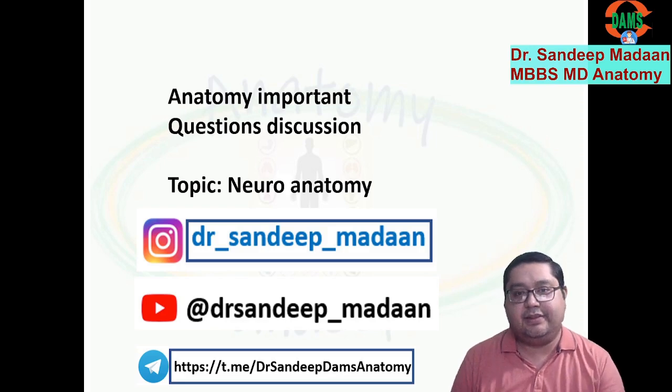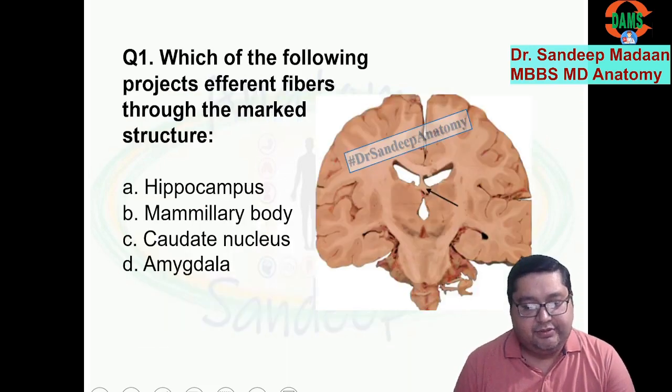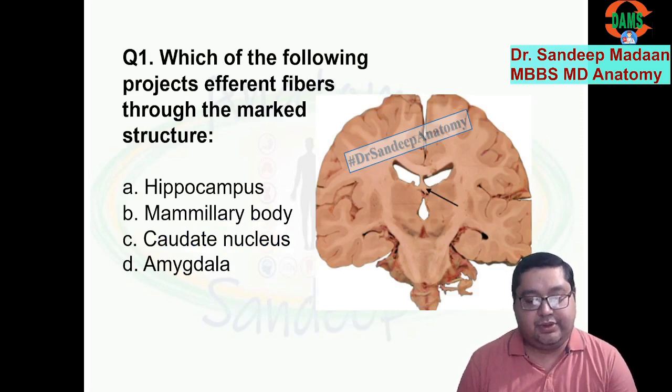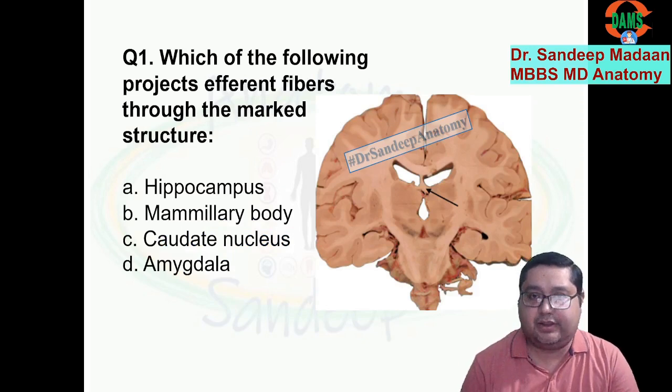So let us discuss these questions. This was the first question where some marker is there, and they are asking which of the following will project efferent fibers through the marked structure. What is the marked structure?